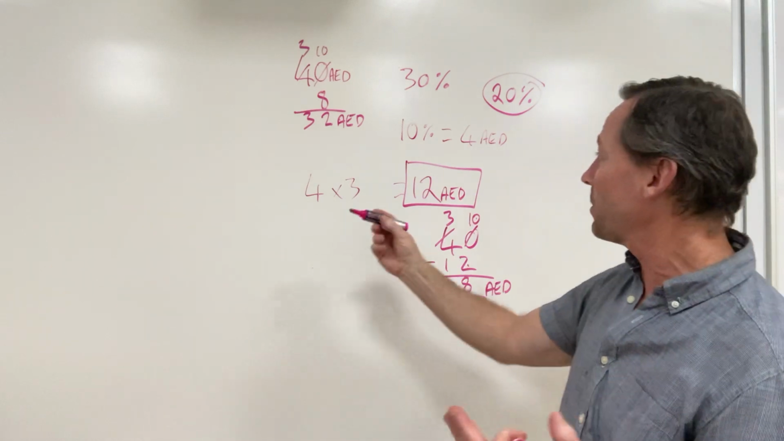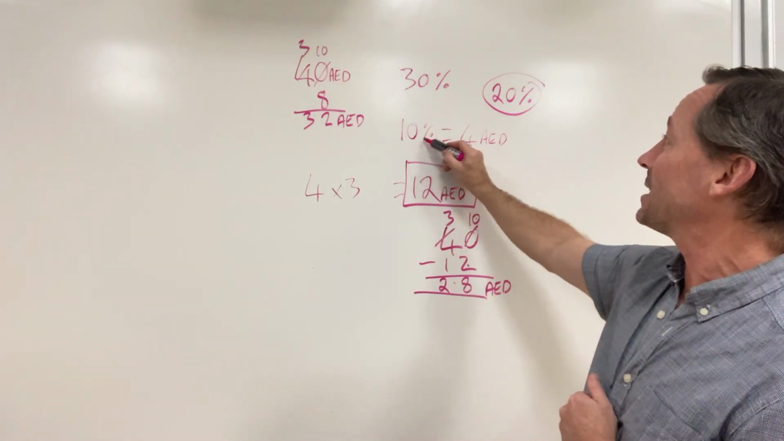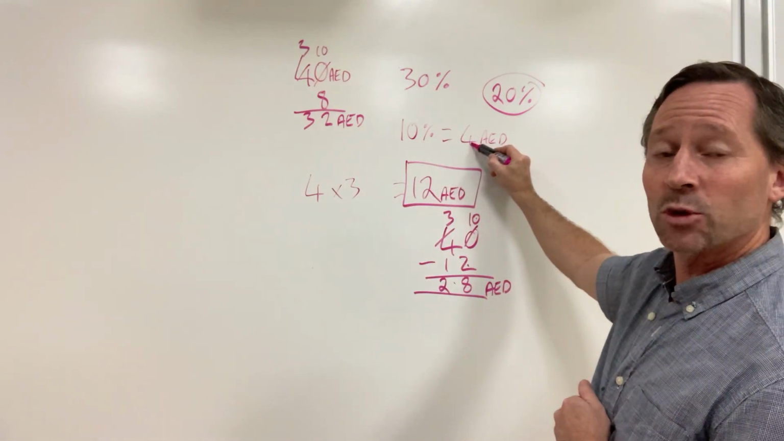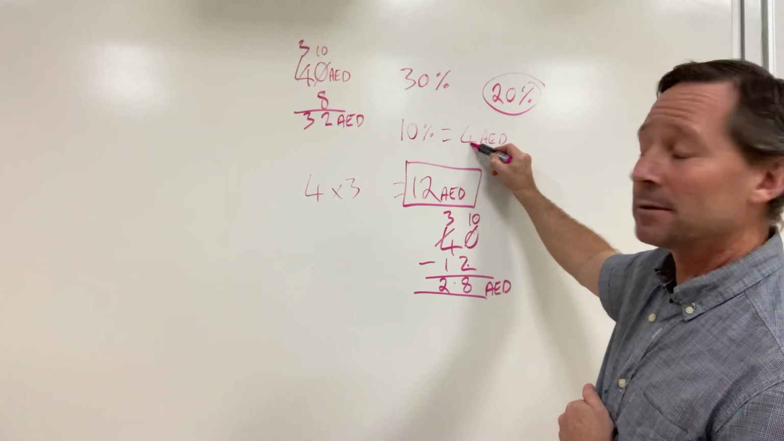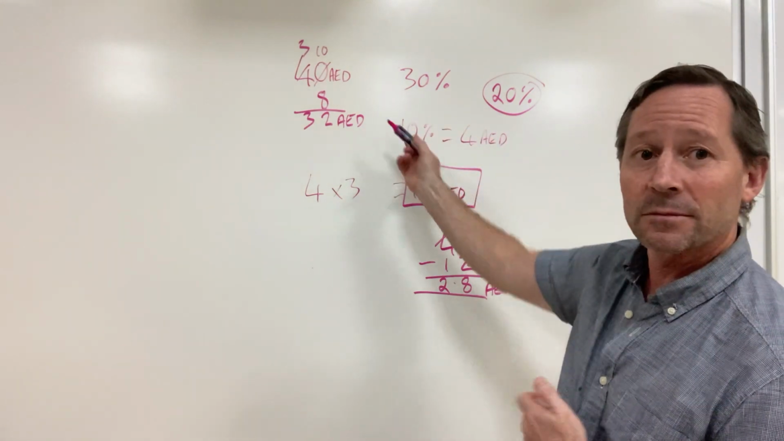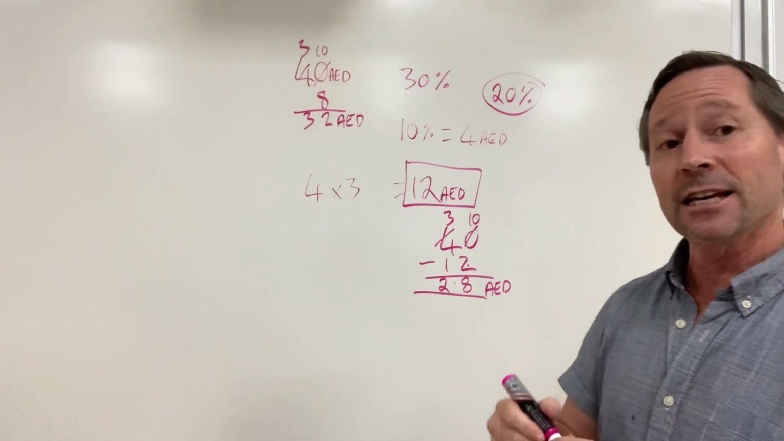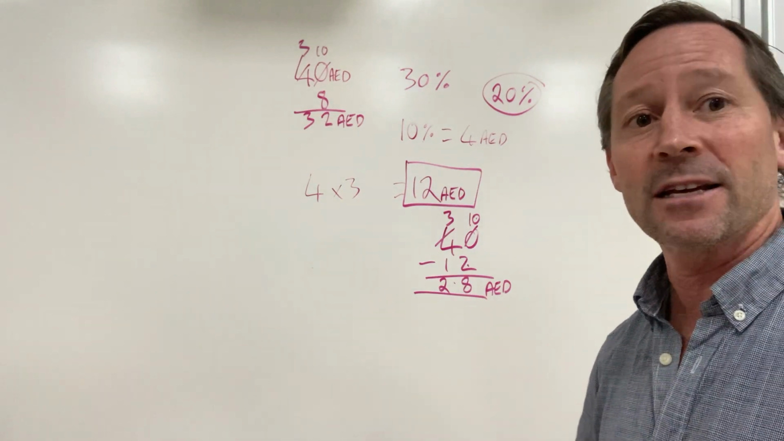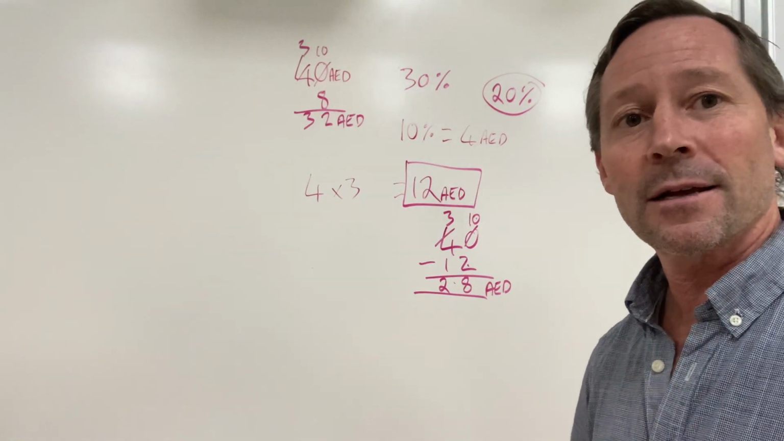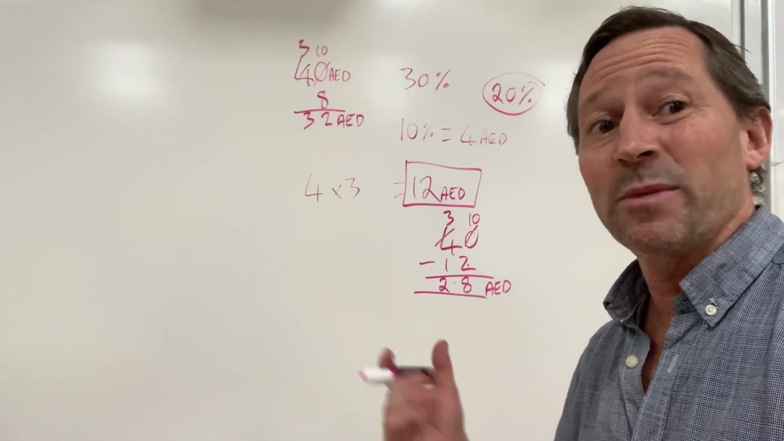Let's double check. We went back here. We said 10% is 4 dirham. 20% must be double that, 8 dirham. So use one of these strategies to help you. It's quite quick once you get the multiplication skills, and it should become quite easy.